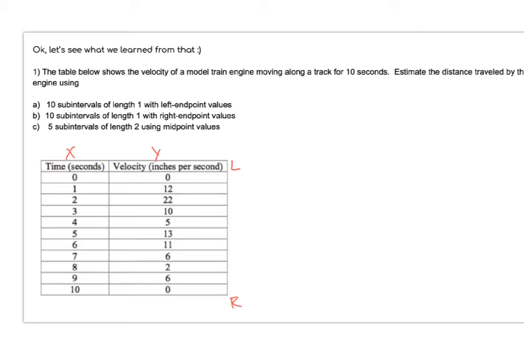All right, so to do 10 subintervals of length 1 with left endpoint values, we're looking at going from 0 to 1. That's going to have a width of 1. And the left side of that interval, we said left was the top, is going to be 0, so it'd have a height of 0. The second interval is going from 1 to 2, so that would also have a width of 1, and the height is going to be the left side of that, which is 12.